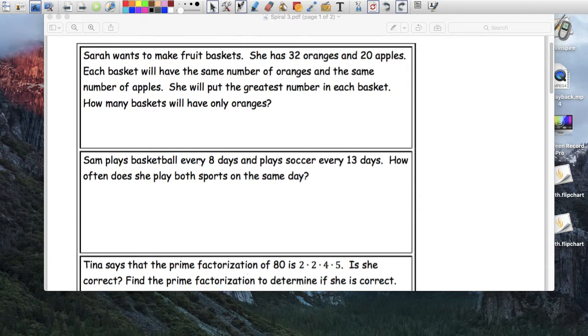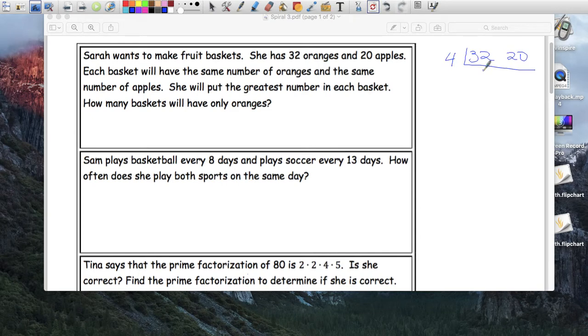Ooh, okay. So this is a GCF problem, right? Because you want to split things up. That's a hint. You want to divide the oranges and apples into equal portions, equal amounts. So that's definitely a hint. That's a GCF problem. Using the ladder method, I will choose 4.